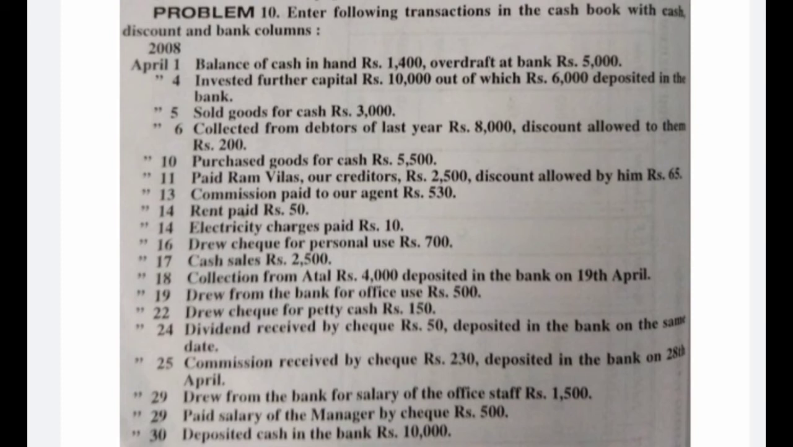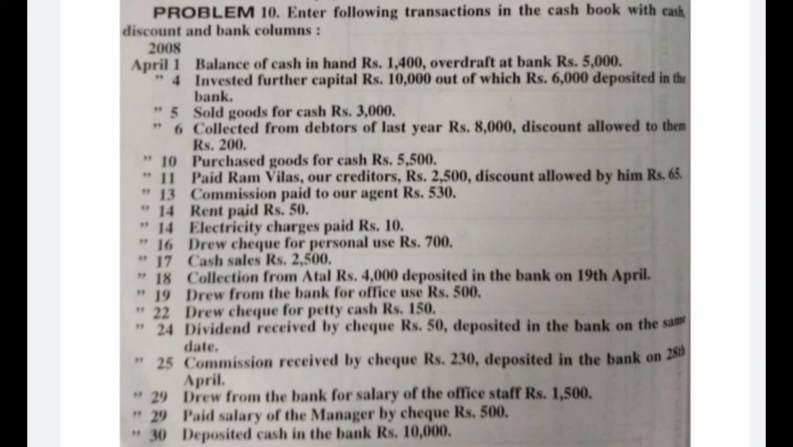So next one, sold goods for cash account debit to sales account rupees 3,000. So cash is on the debit side, debit the cash column. Collected from debtors last year of rupees 8,000. Here it is debtors of last year, we are collecting this year. Okay, so collected from debtors of last year rupees 8,000, discount allowed to them is 200. So the entry would be cash account debit 8,000, discount allowed account debit 200, to debtors account 8,200.